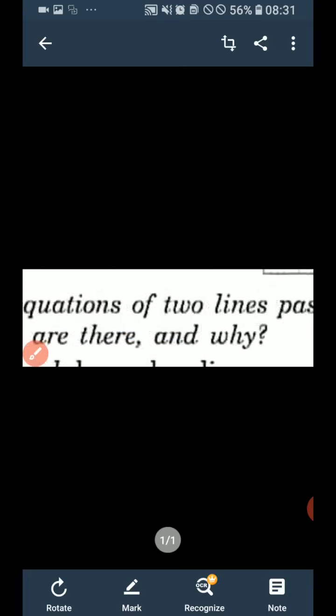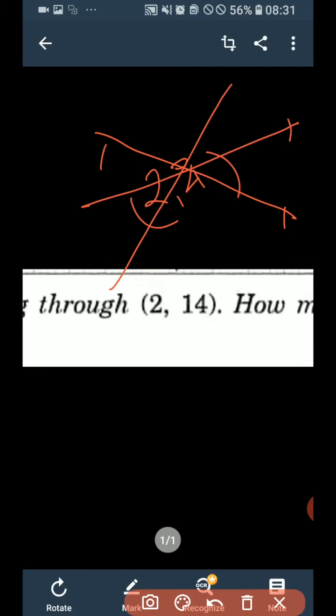The question also asks: how many such lines are there and why? There are many lines, because from one point through which the line passes, 2 comma 14, we can draw many lines. Many lines can pass through a single point, right?